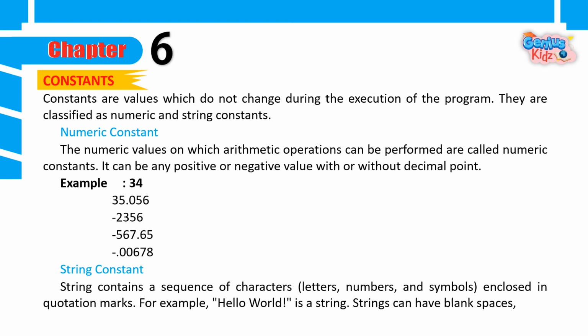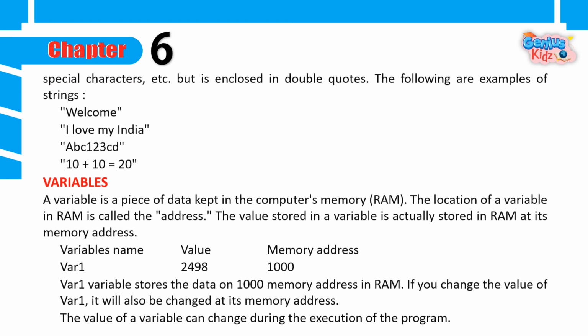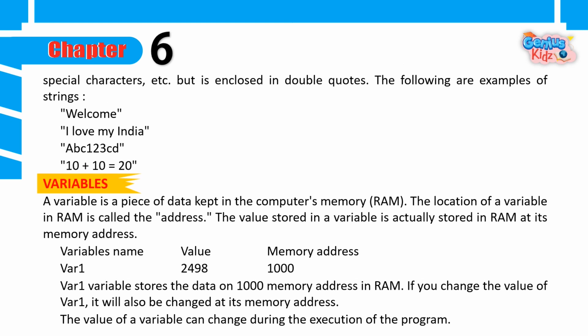String constant. A string contains a sequence of characters, letters, numbers, and symbols enclosed in quotation marks. For example, "hello world" is a string. Strings can have blank spaces, special characters, etc., but are enclosed in double quotes. The following are examples of strings: "Welcome", "I love my India", "ABC 1 2 3 CD", "10 plus 10 equals 20".